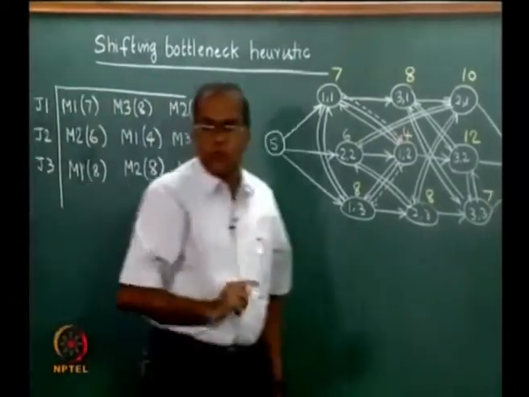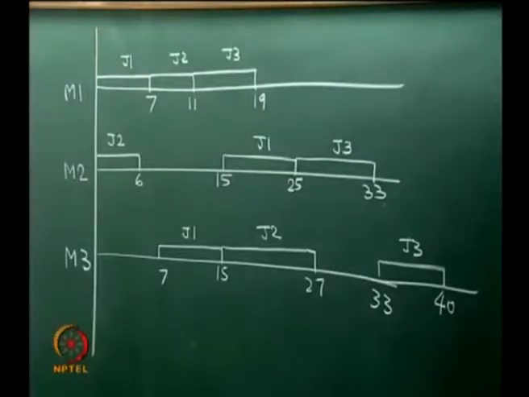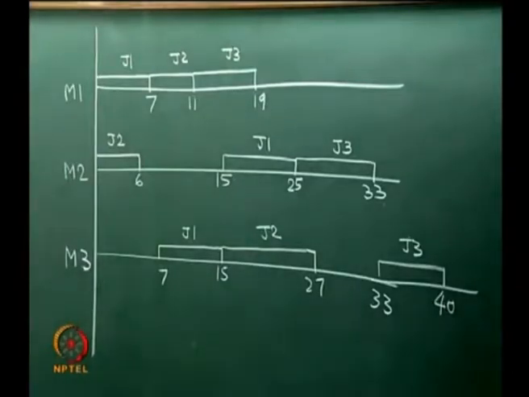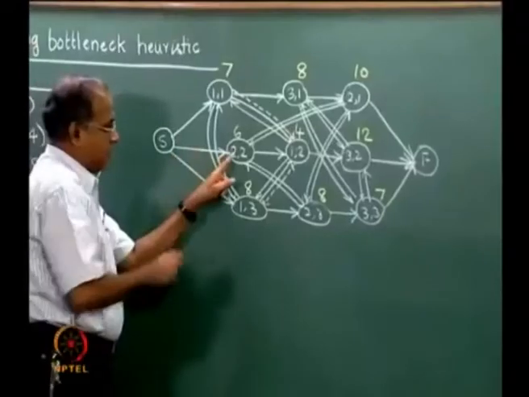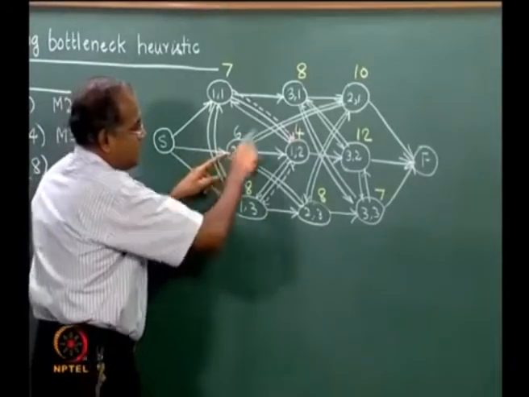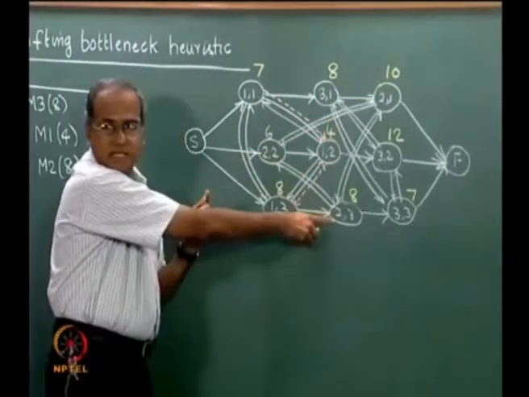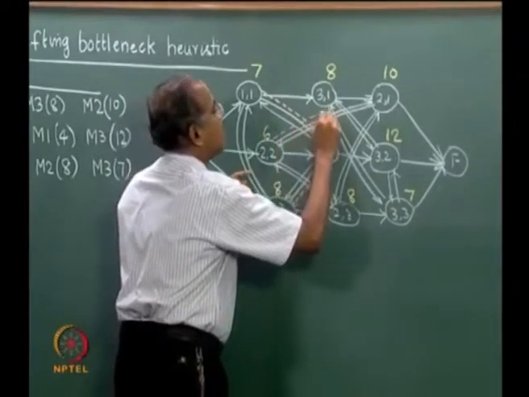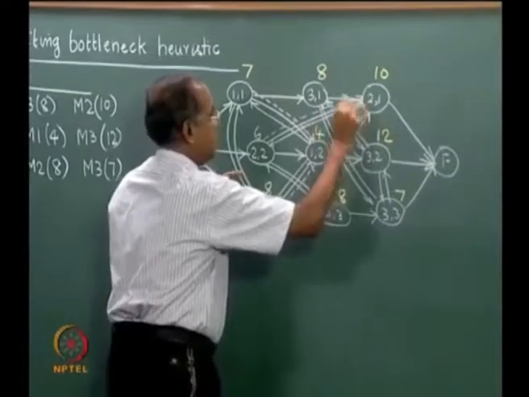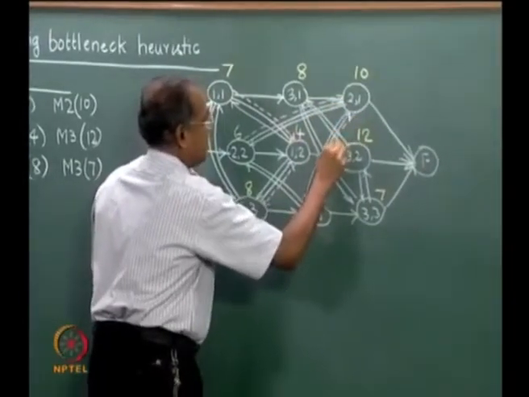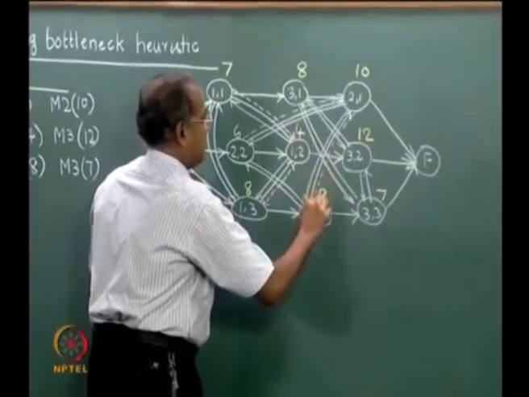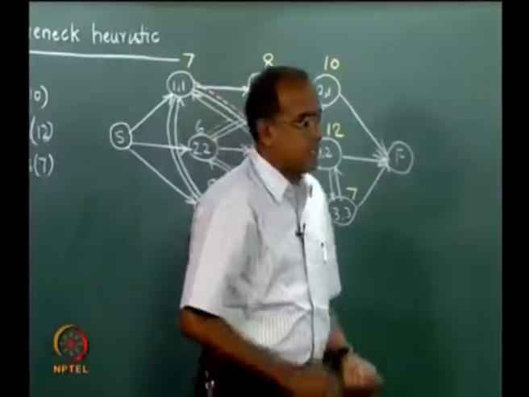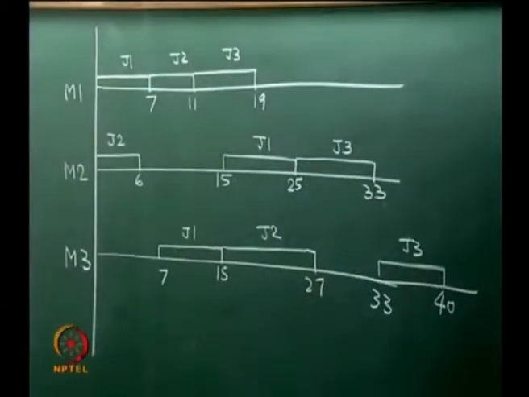Now, let us look at M2 on the SPT chart and realize that the order is J2, J1 and then J3. So, on M2 first it is doing J2, then it is doing J1 and then it is doing J3. So, let us replace this with this arc here and then this arc which is this. Similarly, on M3 it is again J1, J2 and J3.